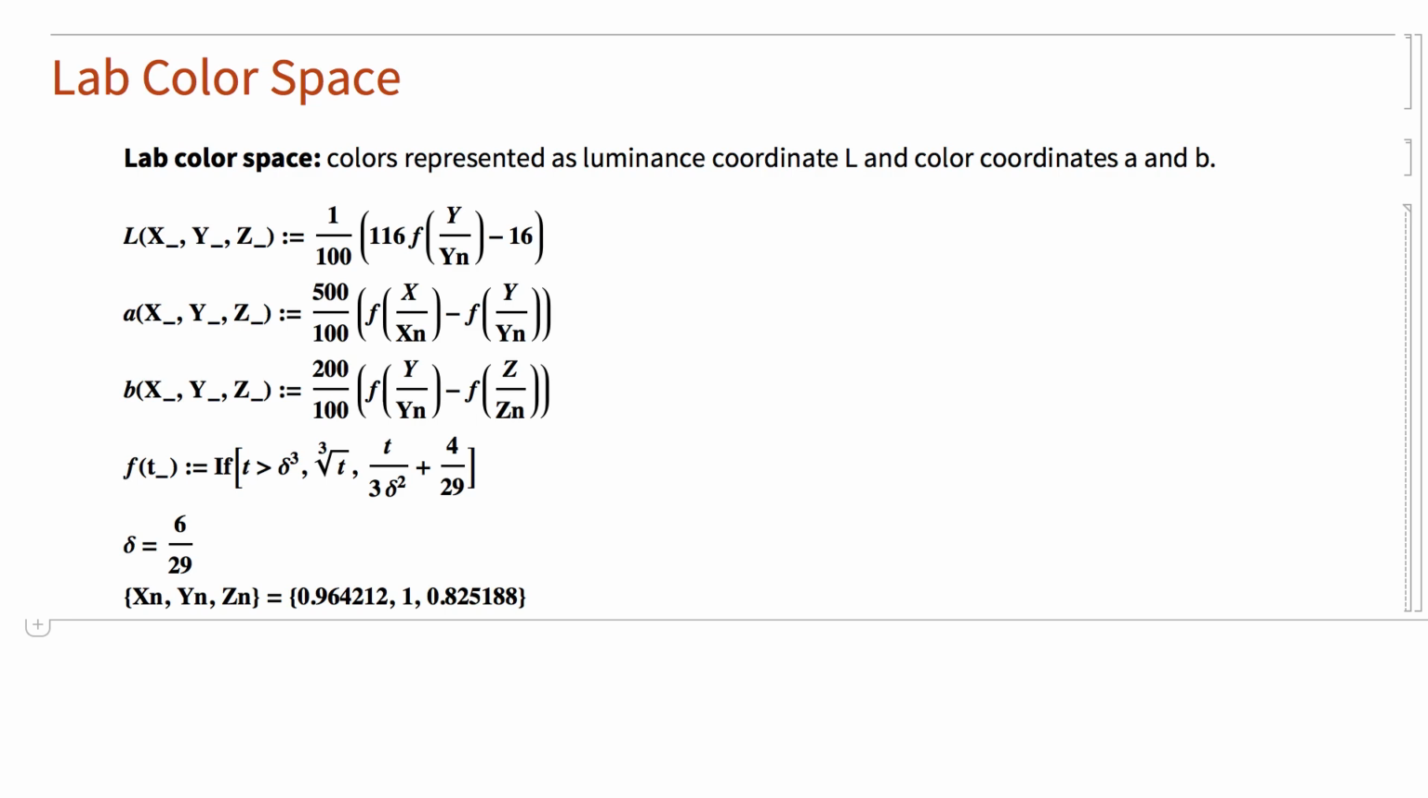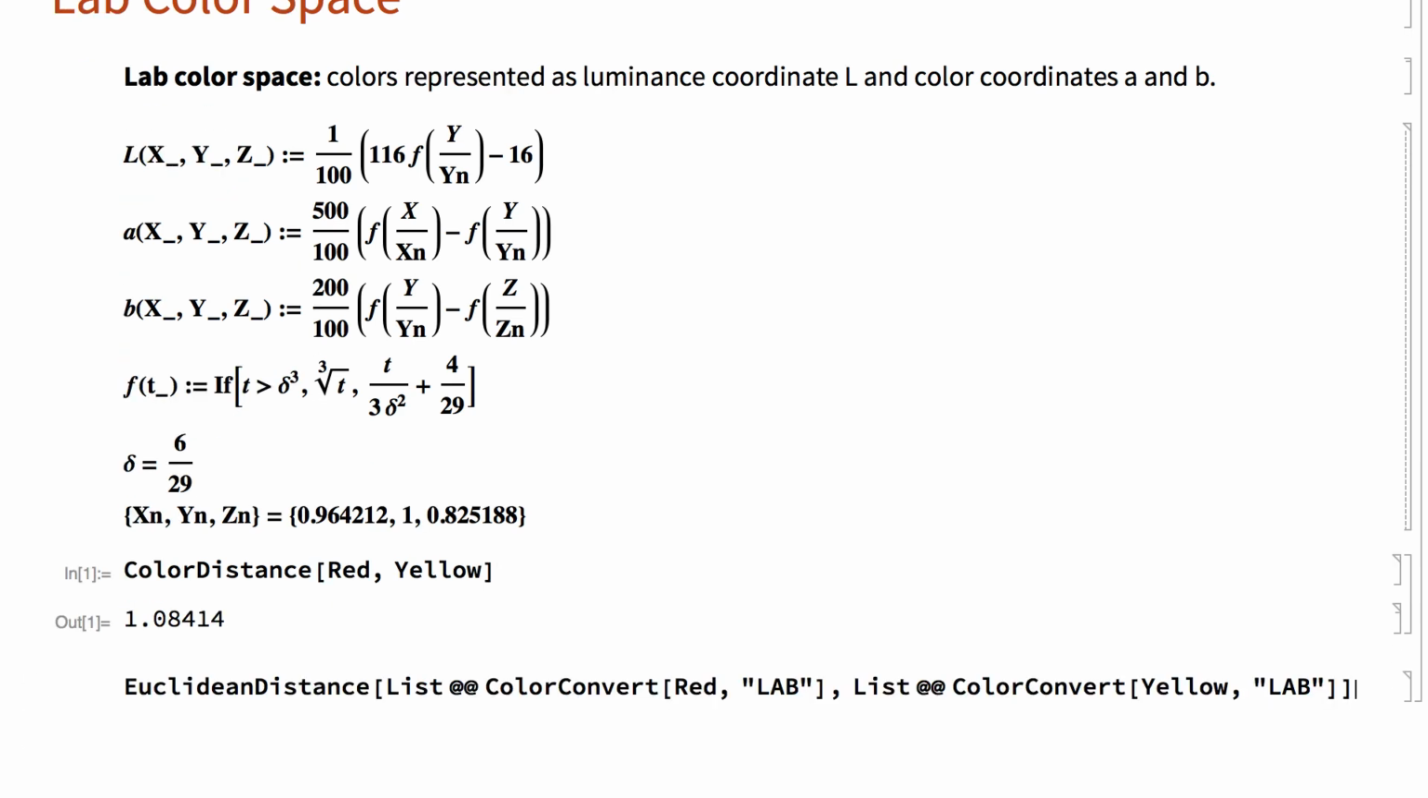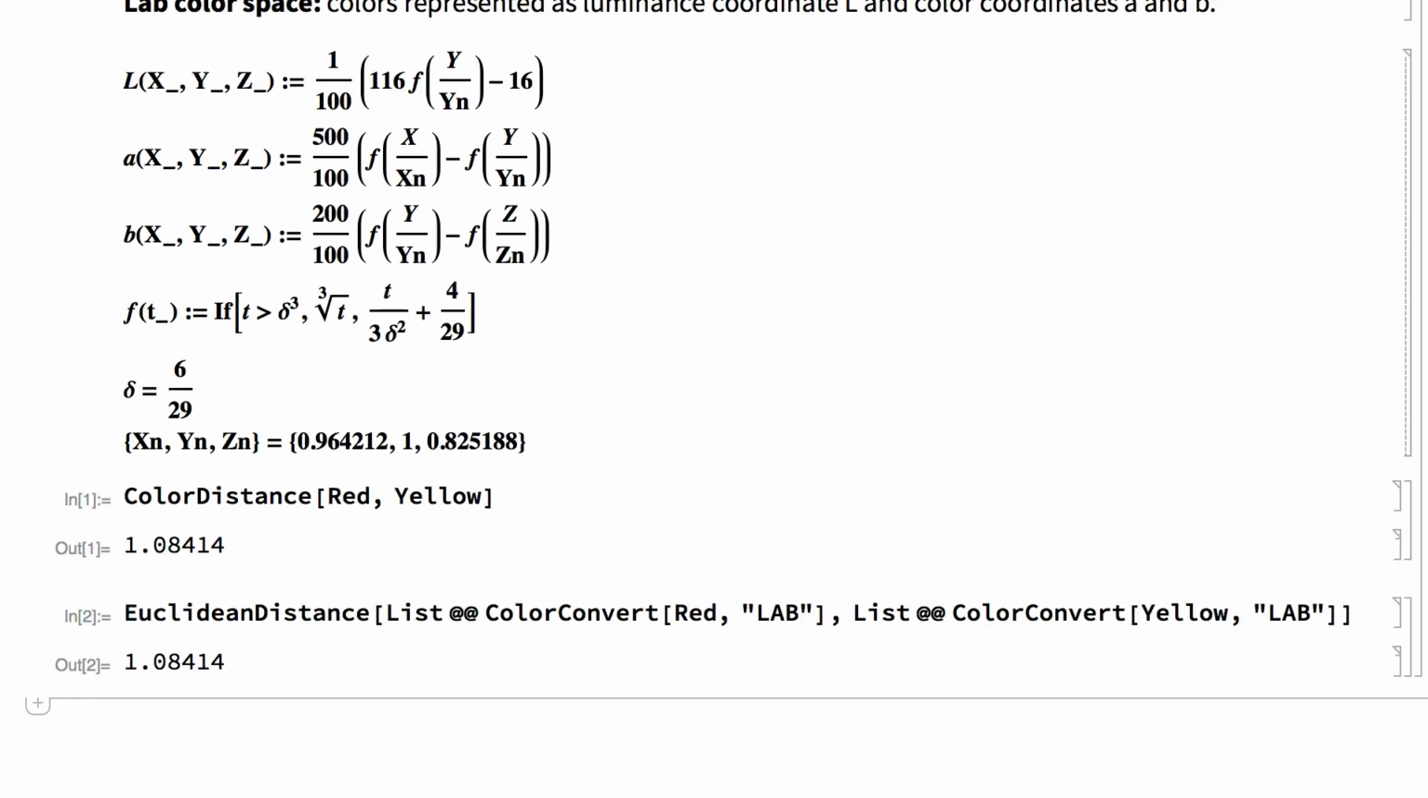The formula for luminance L is determined by the value of Y, which is a reasonably good measure of overall brightness. The LAB color space is the basis for the distances computed by the color distance function, so the distances returned by the color distance function match perceptual differences. For example, here is the result from the color distance function for the distance between red and yellow. It is the same as the Euclidean distance between the coordinates of red and yellow in the LAB color space.